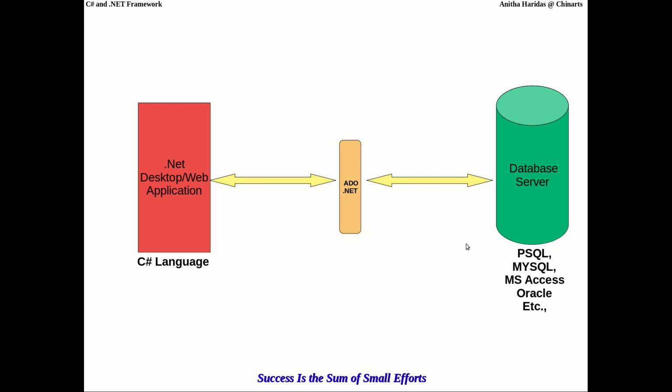So whenever you want to have database access in your .NET application, you always require an application programming interface, which is nothing but ADO.NET. I call it ADO.NET, which is an application programming interface that acts between the .NET application and the database server for the effective interaction, or you can say for the effective database access. If so, the next question is, what is ADO?